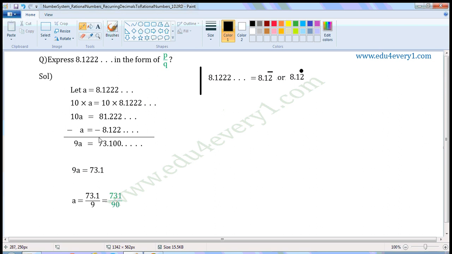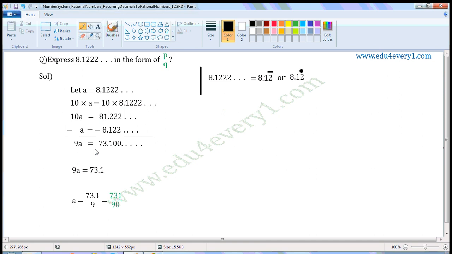Now write A is equal to 8.122 and so on. We should write this decimal in such a way that the decimal point of this decimal lies exactly below the decimal point of this decimal. Then 8 will be below 1, 1 will be below 2, 2 will be below 2, 2 will be below 2. We can write 2 any number of times, but as there are 3 digits after the decimal point, write 3 digits after the decimal point and stop. Now put the minus sign before A and minus sign before 8.122 and so on. 10A minus A is equal to 9A.